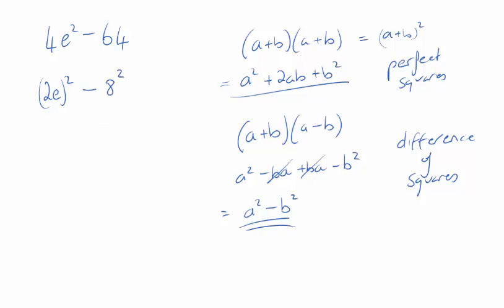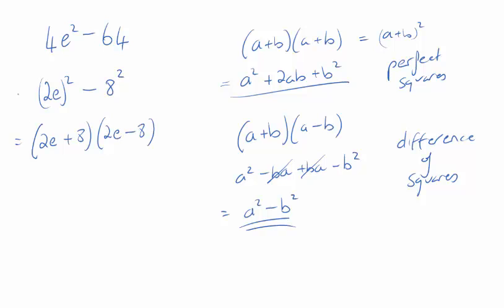Because when we bring in the power into the brackets, everything inside gets squared. So that would be 2 squared, which would be 4, and e squared. So that is the same thing. And 8 squared is 64. In this instance, the a is 2e, and the b is 8. So in one bracket, we write 2e plus 8, and in the other bracket, we write 2e take 8.